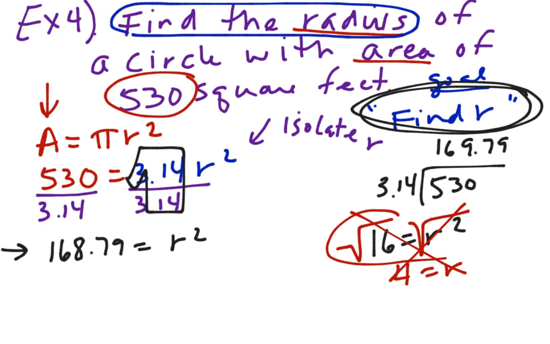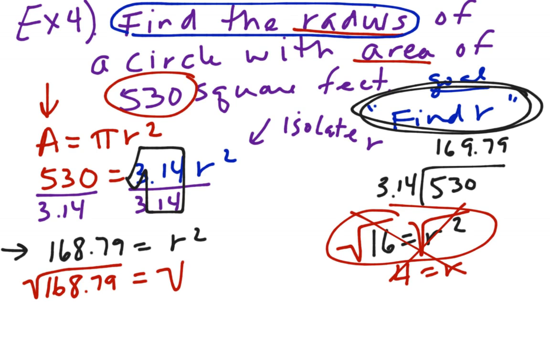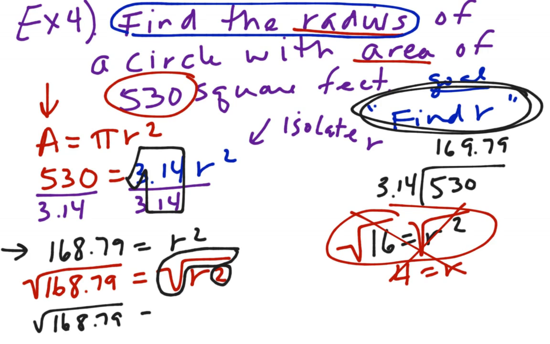I'm still going to do this step where I take the square root of both sides. So I'm going to take the square root of 168.79, and I'm going to take the square root of r squared. And anytime you take the square root of a square, they cancel out. So the root cancels with the 2. So you're going to get the square root of 168.79 equals r. And I would need a calculator for that.